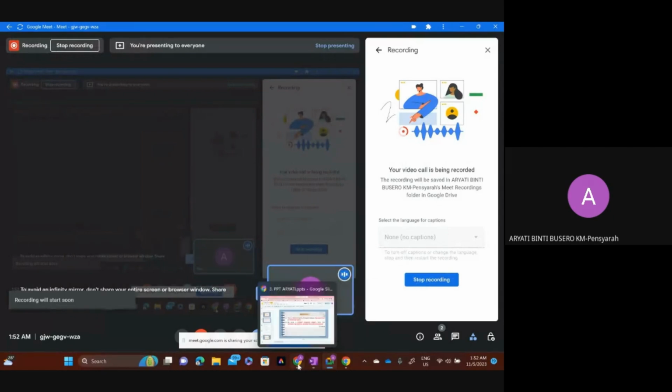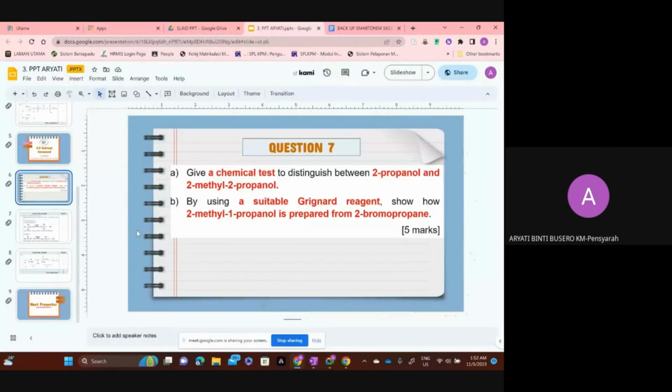Okay, Assalamualaikum and salam sejahtera. So I will continue to discuss SMARTCHEM question number 7. There are 5 marks. First question is, give a chemical test to distinguish between 2-propanol and 2-methyl 2-propanol. Give a suitable chemical test to distinguish 2-propanol and 2-methyl 2-propanol.